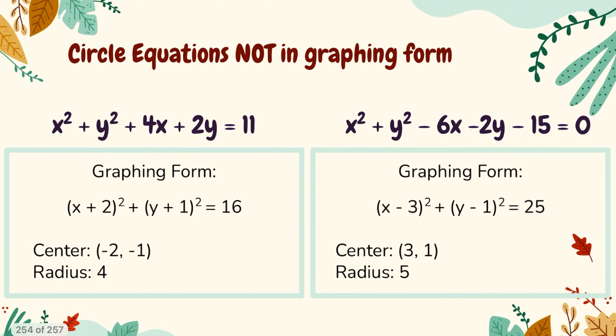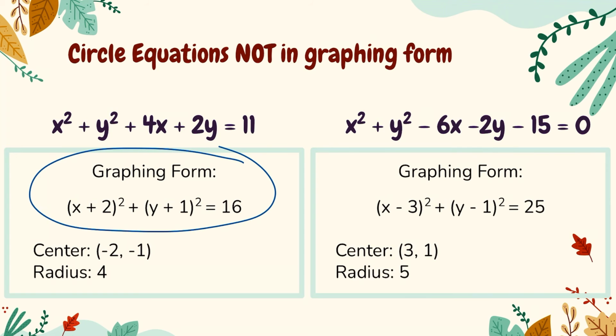So notice that these two equations here at the very top are not in graphing form. So you have like x squared plus y squared plus 4x plus 2y equals 11. However, I am eventually going to change them into graphing form. And notice it says (x plus 2) squared plus (y plus 1) squared equals 16. My center easily is -2, -1, and my radius is 4, which comes from the square root of 16. And then also exactly the same on the other side where it's not in graphing form. However, I could change it to graphing form and then find the center and radius. So that's what we're basically doing today, is going from step 1 to this final step for both of these here.